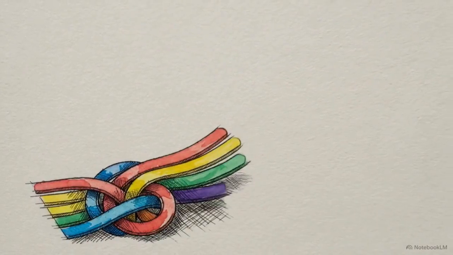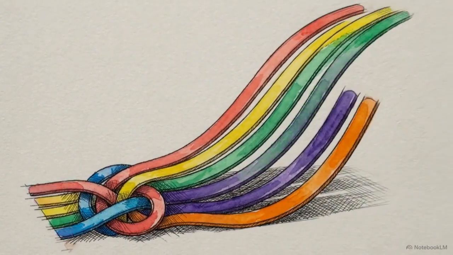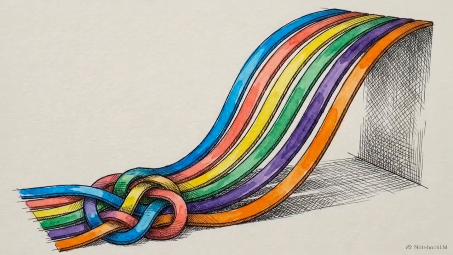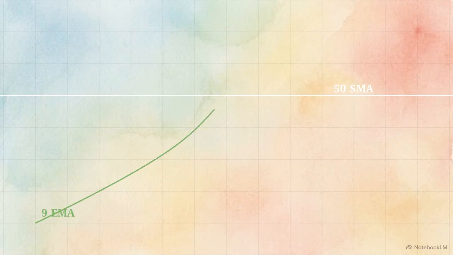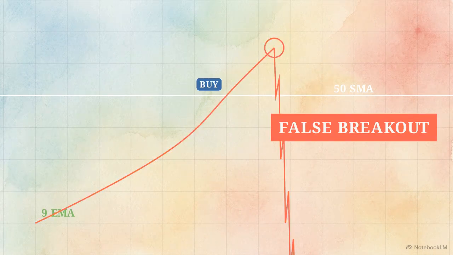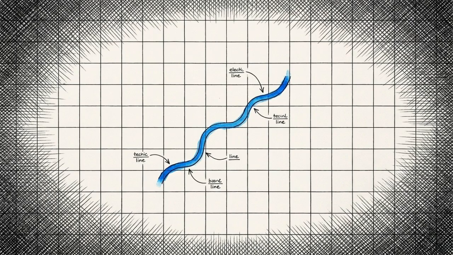In most trading tutorials, you're told to buy when a fast-moving average crosses a slow one, but the data tells a different story. In isolation, traditional moving average crossovers fail more than half the time, trapping retail traders in false breakouts.